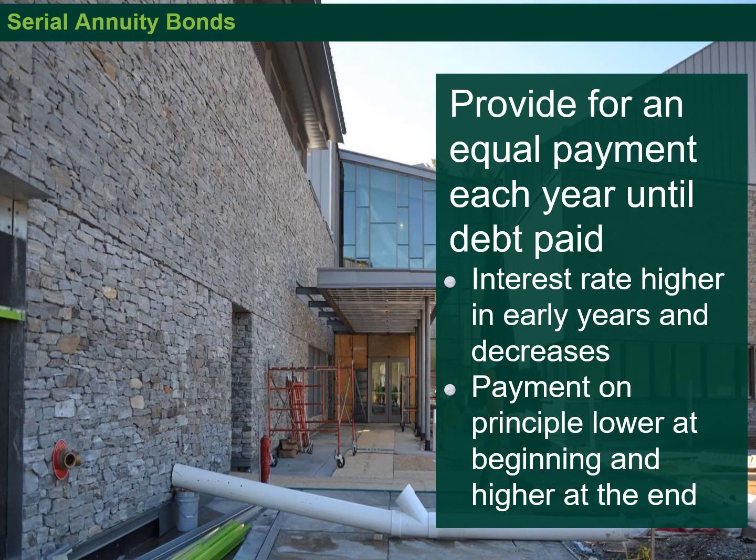Then we can look at serial annuity bonds. This is where you have an equal payment each year until the debt's paid. The interest rate in the early years is higher and then decreases over time. So your payment on the principal is lower at the beginning and higher at the end of the term.